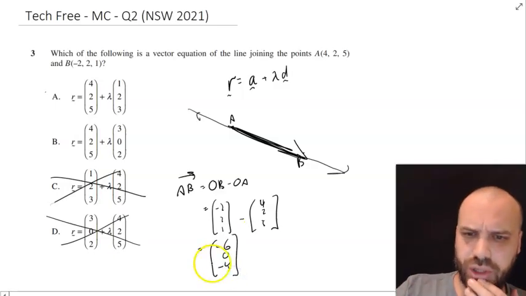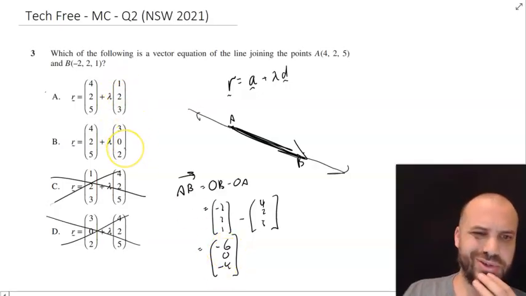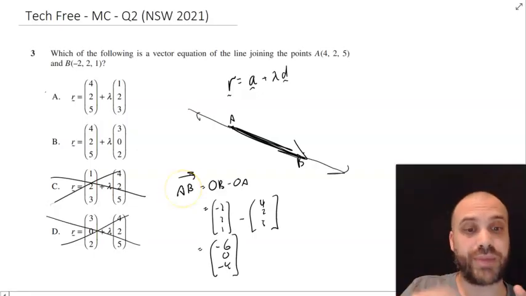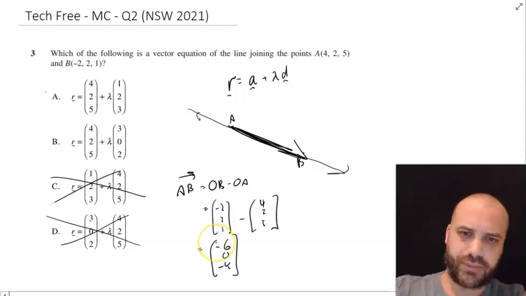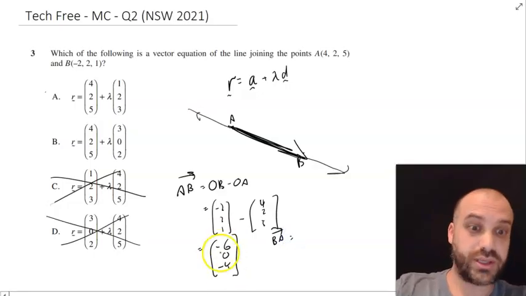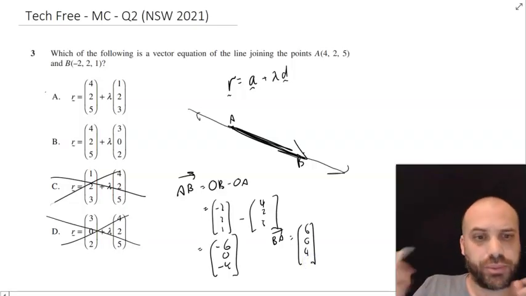All right, so I was hoping that (-6, 0, -4) would appear here, but it's not appearing there. And I thought maybe it's not AB, maybe it's BA. But BA is just, let's write that there. BA would be equal to the negative of that, right? So it would be (6, 0, 4). So I've still got a problem.